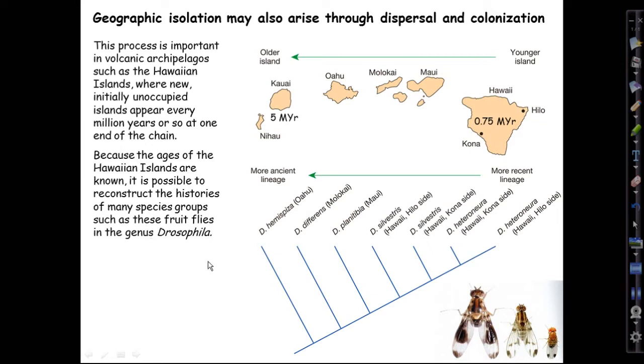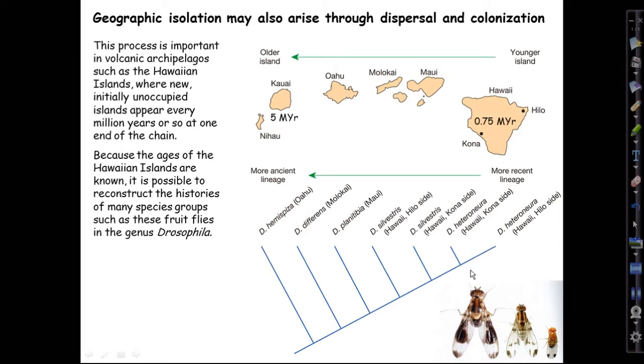Because the ages of the Hawaiian Islands are all known, it is possible to reconstruct the histories of many species groups, such as these Drosophila fruit flies, who arrived on the islands many million years ago, and have been speciating like crazy on the islands ever since. So here's just a little clade of closely related flies related to Drosophila heteronura, one of the species recognized on the Big Island of Hawaii. But it has relatives on the older islands, at least going back to Oahu.